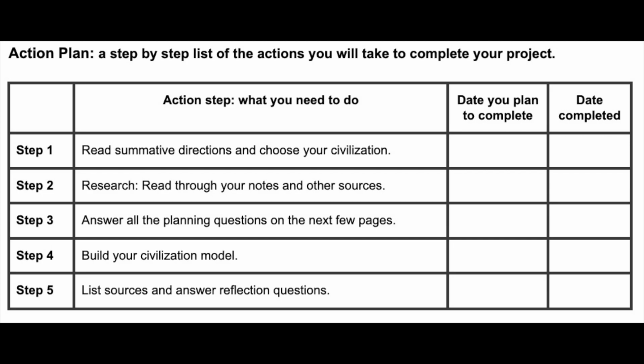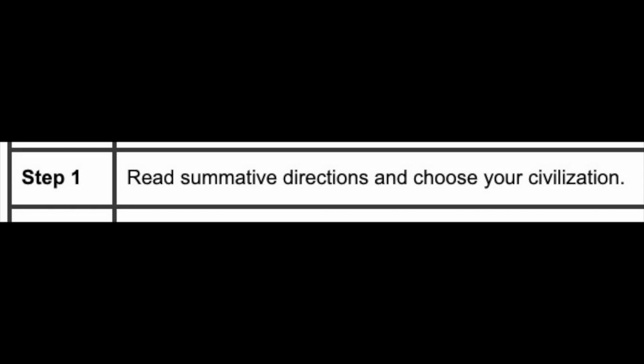Then you write down what date you expect you will be able to complete it. For example, step 1 is to read the directions and choose a civilization. I don't think that will take me very long, so I'm going to write down today's date. Step 2 is doing research. I need to read through notes and look at other sources. This is going to take a lot longer because I'm researching 7 different characteristics of civilization.